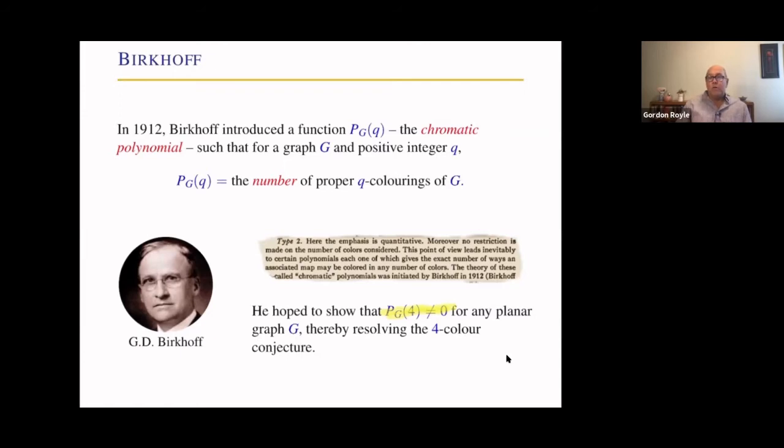So Birkhoff described these two ways as type 1 and type 2. Type 1 is where you just try to show combinatorially that there's a 4-coloring. Type 2 is when you actually count the 4-colorings. So one's qualitative, one's quantitative, I guess. Of course, as we know now, the only known proof of the four-color theorem is combinatorial in nature. So we don't really know anything about the number of 4-colorings of a planar graph.